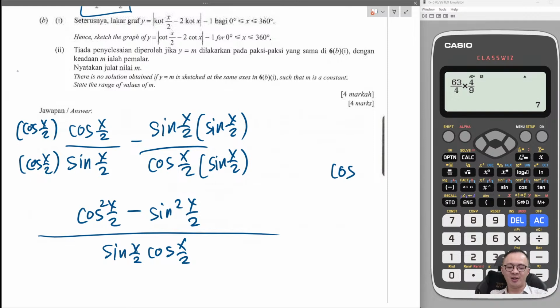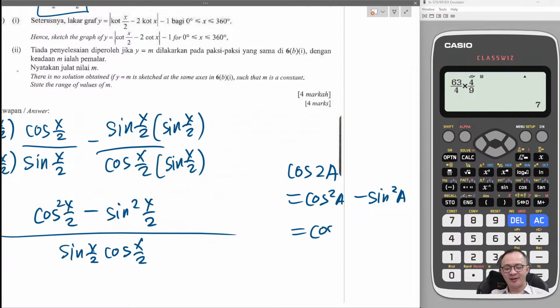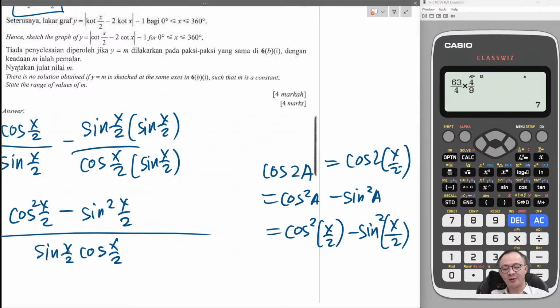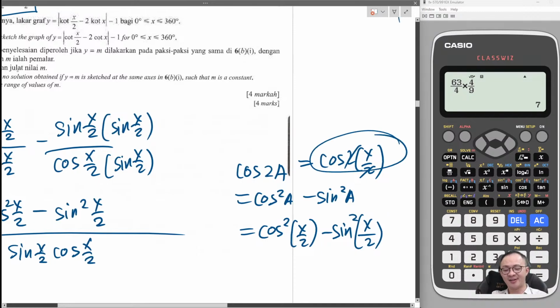So we have a formula for cos double angle, right? Cos double angle is what? Cos squared A minus sine squared A, right? So this one is actually in that pattern. So imagine my A is x over 2, I sub in A as x over 2. You see what happened? So this cos 2A will become cos 2 times x over 2, so it becomes cos x. Cool? You understand? You see the cos x here, isn't it?